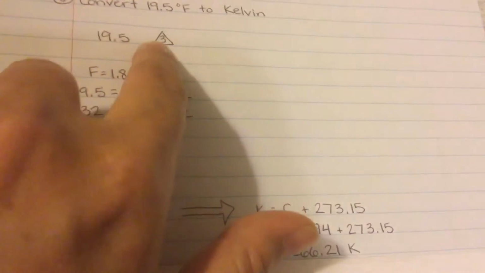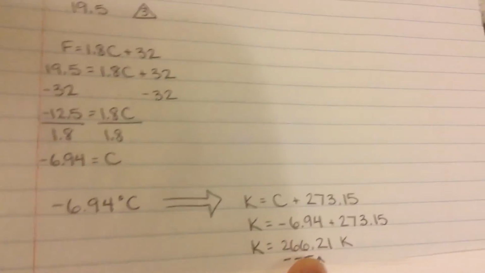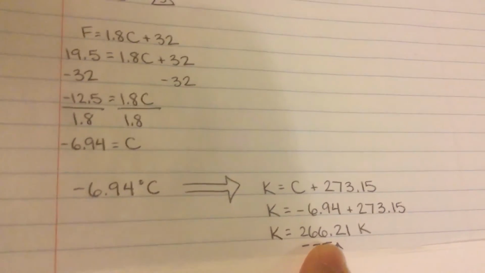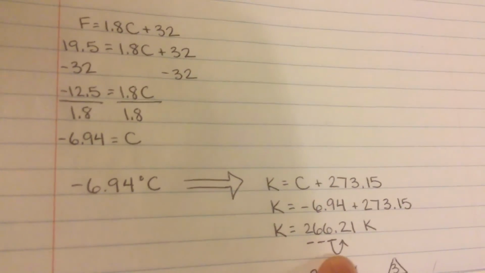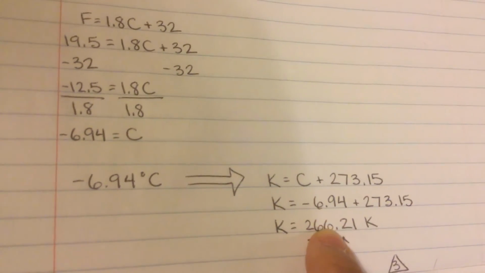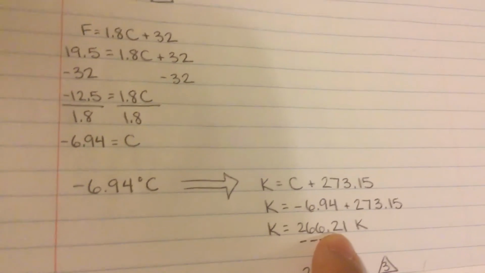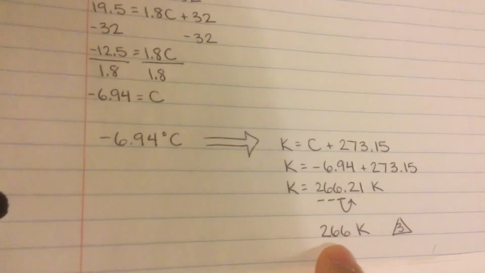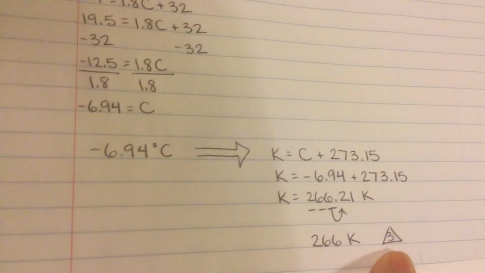But we had three significant figures, so we underline 1, 2, 3, and this is where we need to stop. So we look to the right to see if this 2 is big enough for us to move the 6 up to 7, and it is not, because 2 is less than 5. So 266 Kelvin is our answer, which has three significant digits.